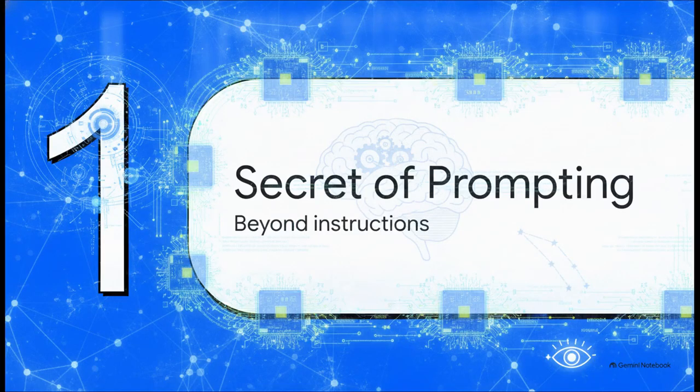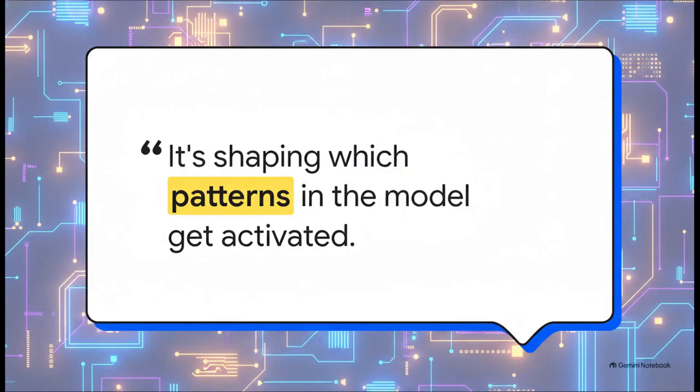Number 1, the secret of prompting. Most people just assume prompting is all about being super specific. You give clear instructions, add some context, and boom, you're done, right? Well, actually, there's something much weirder happening under the hood. Prompting isn't just writing instructions, it's shaping which patterns in the model get activated.